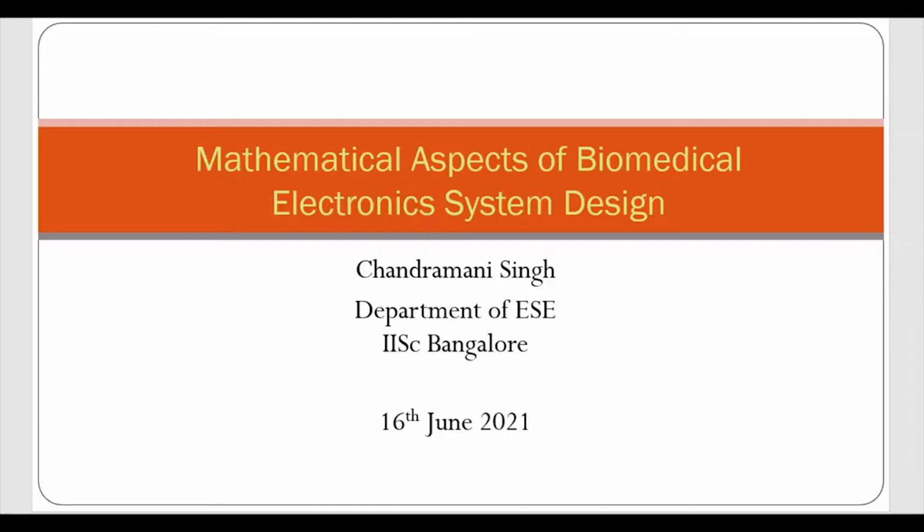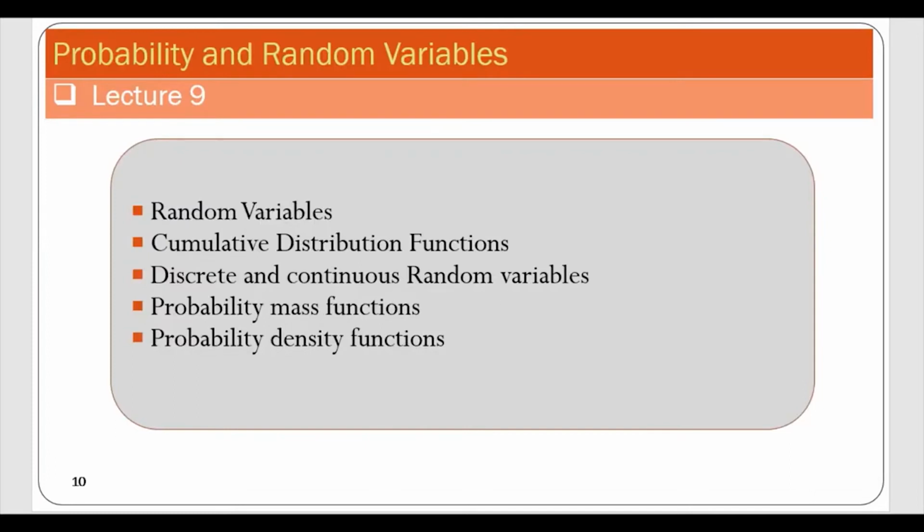Welcome to another lecture of the course Mathematical Aspects of Biomedical Electronic System Design. We are now going through the module on probability and random variables. In today's lecture, we will cover random variables, cumulative distribution functions, discrete and continuous random variables, probability mass functions, probability density functions, etc. So let us start today's lecture.